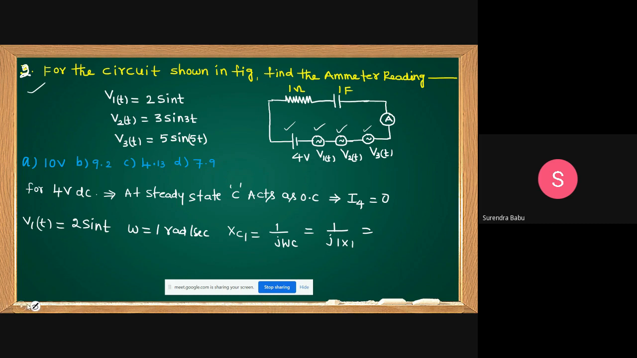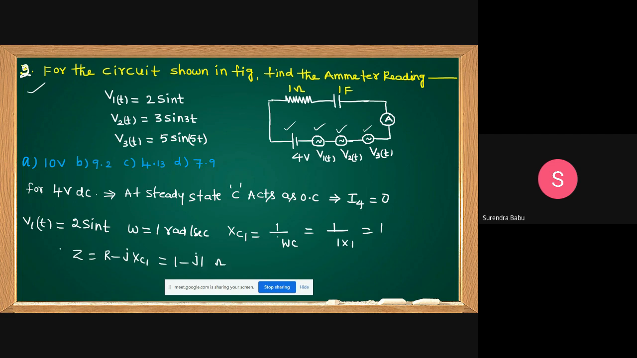I want to calculate omega c. Omega c, we get 1, so Xc1 is 1. Then because of the V1 source, how much impedance is offered by this circuit? Z equal to R minus jXc1, because it is capacitive. R is 1, and this is j 1 ohm. Okay, this is the impedance.